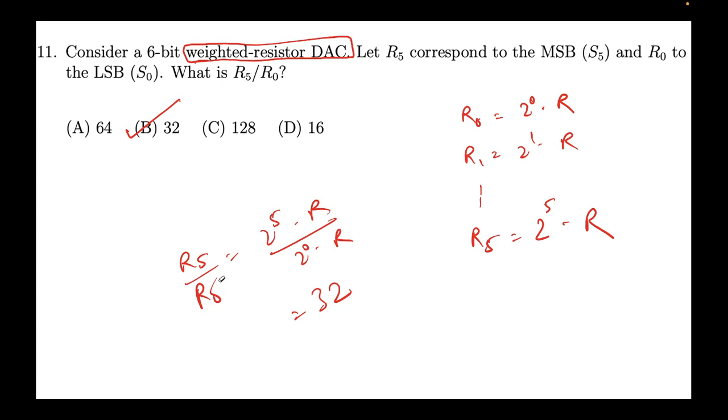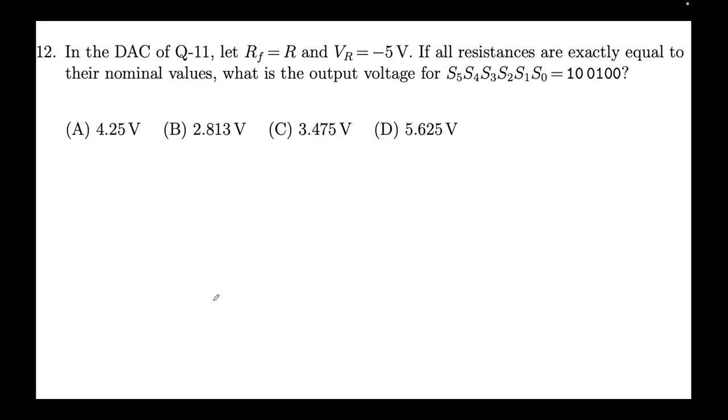Let me just make it clear. This is R0. So the question is, in the DAC of question 11, RF equal to R and VR equal to minus 5. All resistances are exactly equal to the nominal values. What is the output voltage for this input?